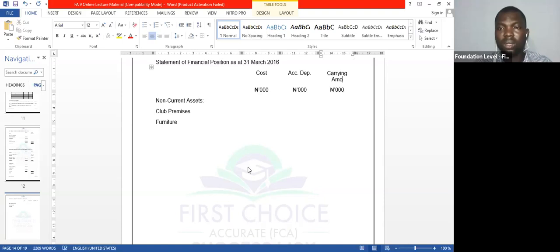So what is the cost of the asset that we are talking about, the club premises? Please be careful of the way you display your figures. So far you have it in thousands. What is the cost? The cost will be 750. Then the cost for furniture is 150. Though it is in millions in the question, because we have put it in thousands, we have to remove the other 3 zeros. Then we now ask the question again: what is our accumulated depreciation? How do you get our accumulated depreciation? So let's look at this question.